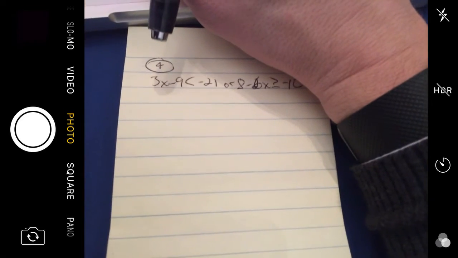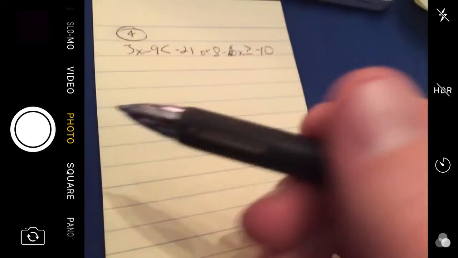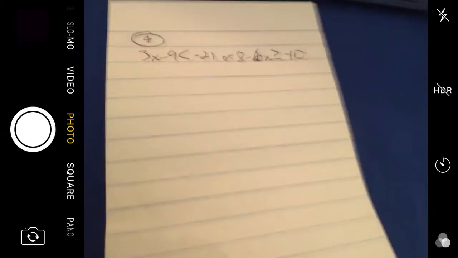Next, I got number 4, solve and graph the solution set. Now, this says "or", so this is most likely going to be where the shading is to the left and to the right, not between. So we'll see.